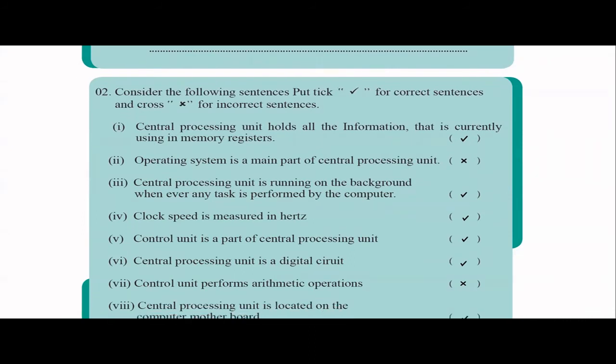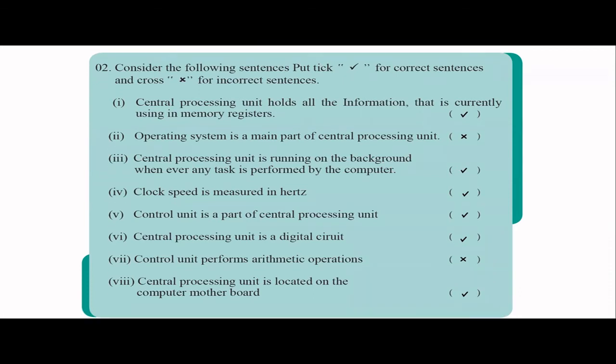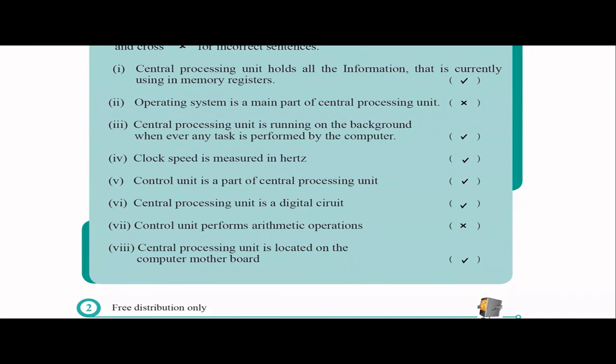In this one, you have to tick if it's a correct sentence, and if it is wrong, you have to put a cross. First one: central processing unit holds all the information that is currently in use in memory registers. Yes, that's true. Operating system is a main part of the central processing unit. No, operating system is a different thing, which you can learn in the next chapter. What are the main parts of the CPU? ALU, arithmetic and logical unit, control unit, and the memory registers. So this second one should be wrong. And third one: central processing unit is running in the background whenever any task is performed by the computer. Yes, without the central processing unit, we cannot continue.